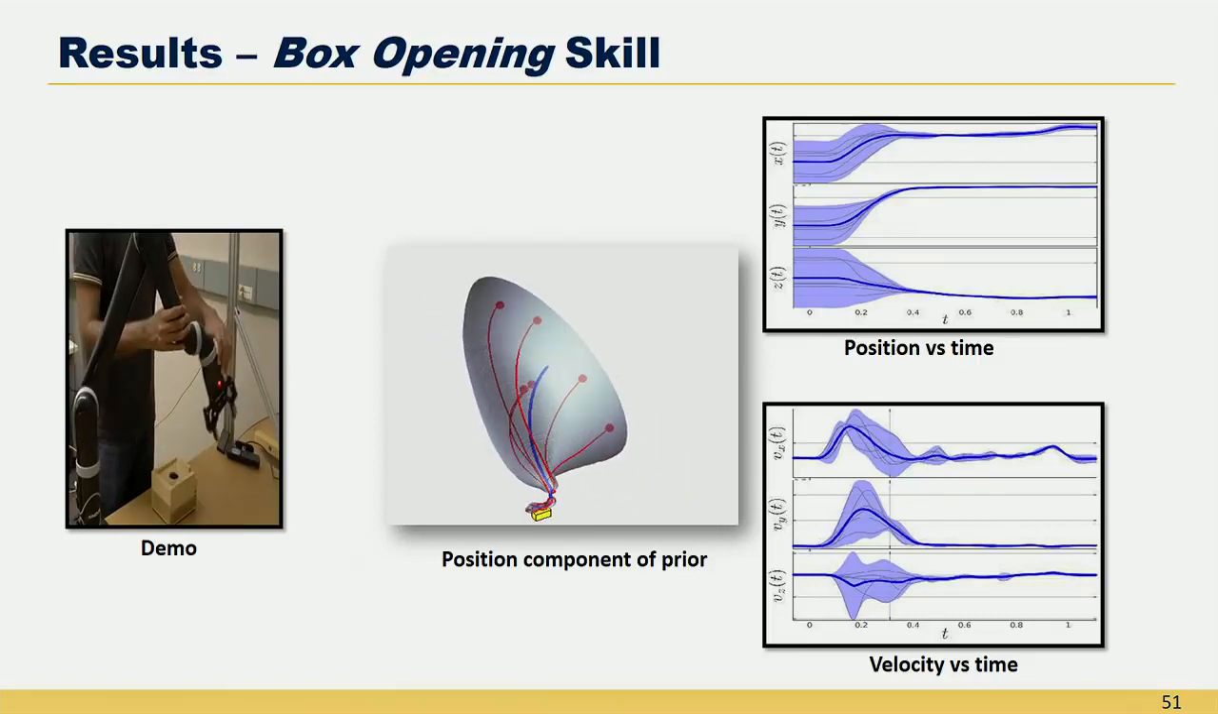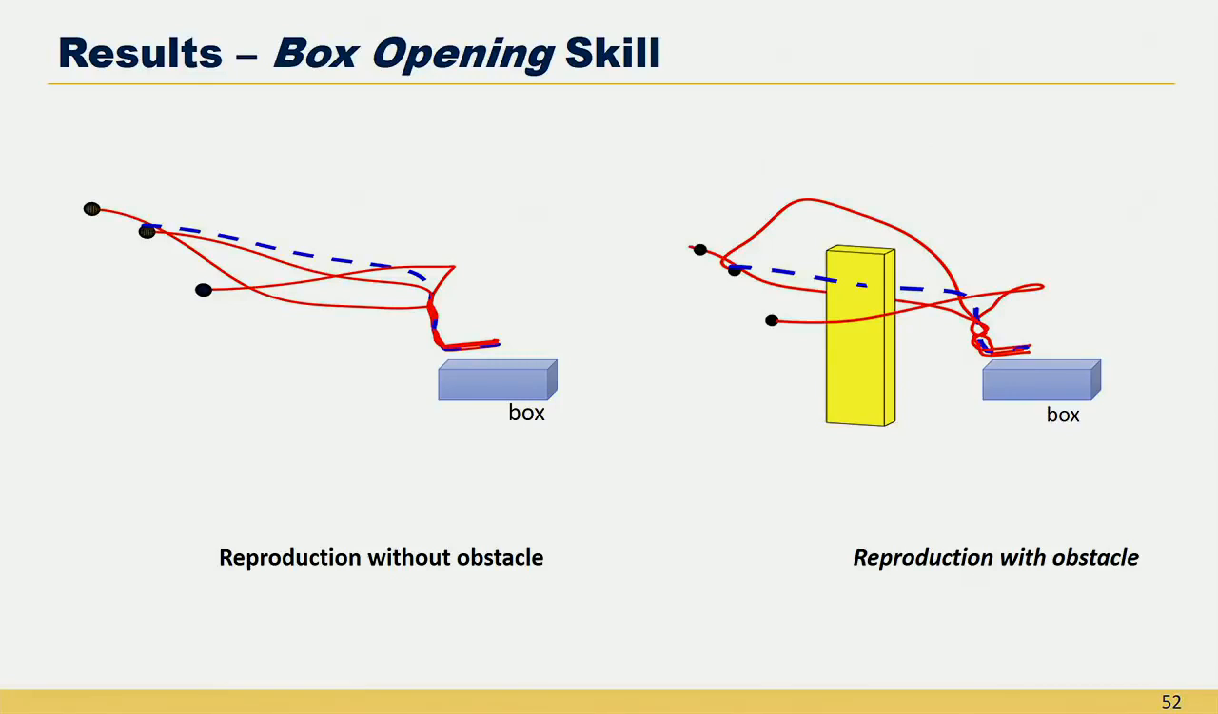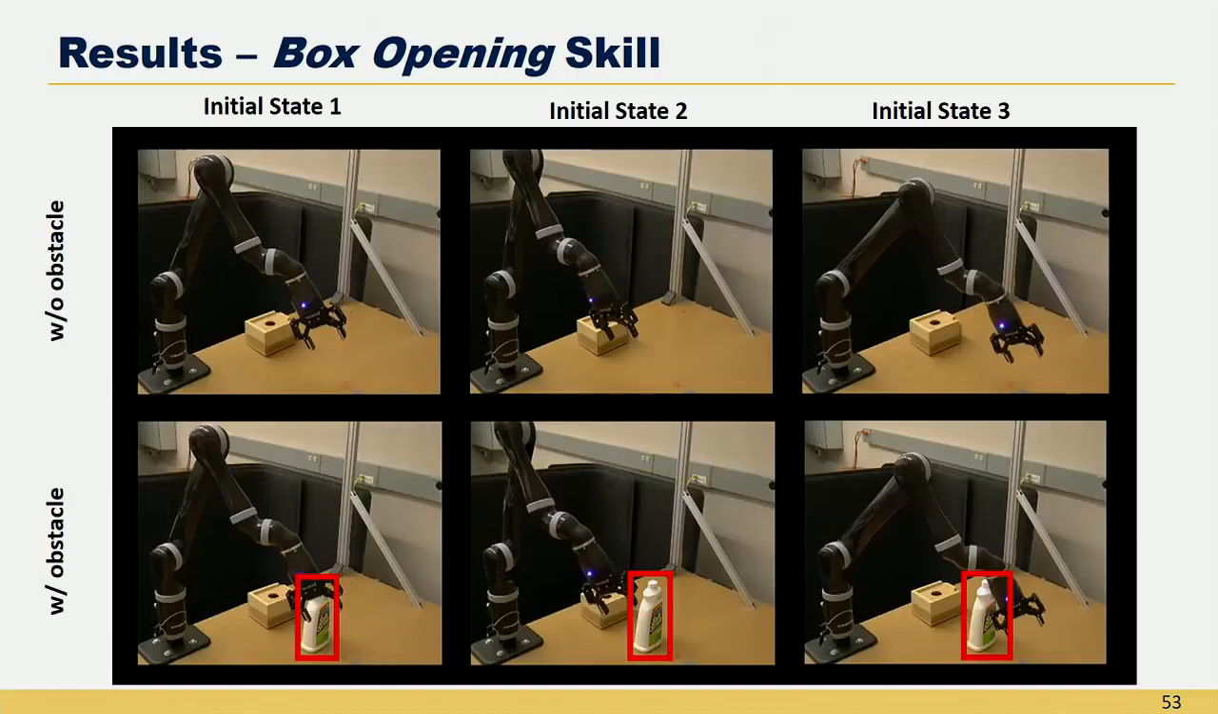Here I'm showing some of the reproductions. On the left, I'm showing the reproduction from different initial states of the robot starting and going to the box without an obstacle. As you can see, all these reproduced trajectories are able to satisfy the skill constraints towards the end, which is highly constrained, and are able to open the box. Now I'll show how these trajectories go around an arbitrarily placed obstacle, still satisfying the skill constraints, and are able to open the box. We executed this on a real robot too. On the top row, you see trajectories starting from different initial positions, going to the box, and on the bottom row, you see the same starting from the same initial positions with an arbitrarily placed obstacle in the environment.